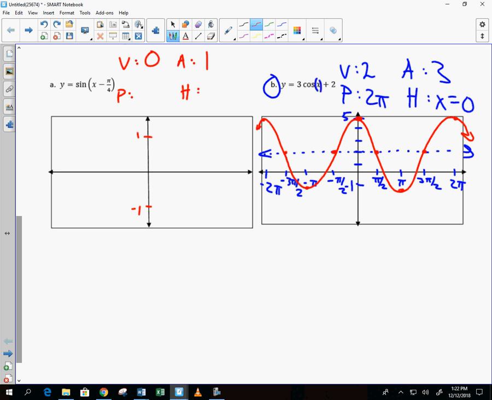Period. 2 pi divided by b. B is the value in front of x. What's period? 2 pi, just like the last one. Try and keep it easy here. Try something more difficult in a second. So I can mark off 2 pi and -2 pi.